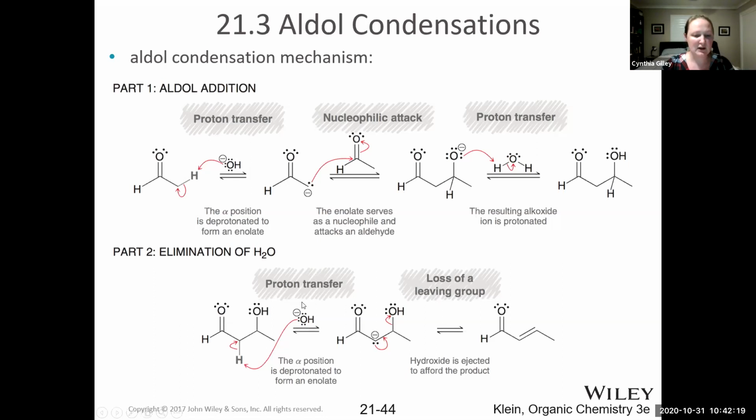The concentration of hydroxide has no effect on the rate. So it is thought that hydroxide is not involved in the rate determining step, and it is involved in proton transfer just to form an enolate, and then the rate determining step is the elimination step, kicking out hydroxide and forming the conjugated product.